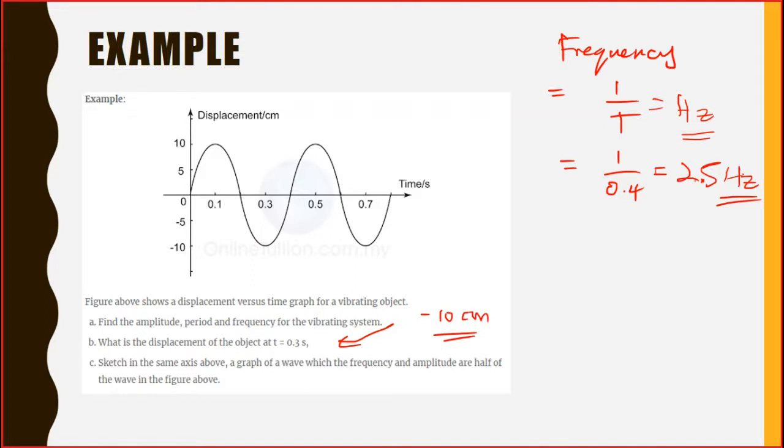Now for question C, sketch in the same axis above a graph of a wave whose frequency and amplitude are half the wave in the figure above. So you want a wave with half the frequency and half the amplitude. The amplitude is 10, so we need to make it 5. Instead of 10, we make the amplitude 5 over here, and because it goes down, it should be negative 5, also half. Now the amplitude part I already marked over here. The problem now is frequency. How do we actually get the frequency?